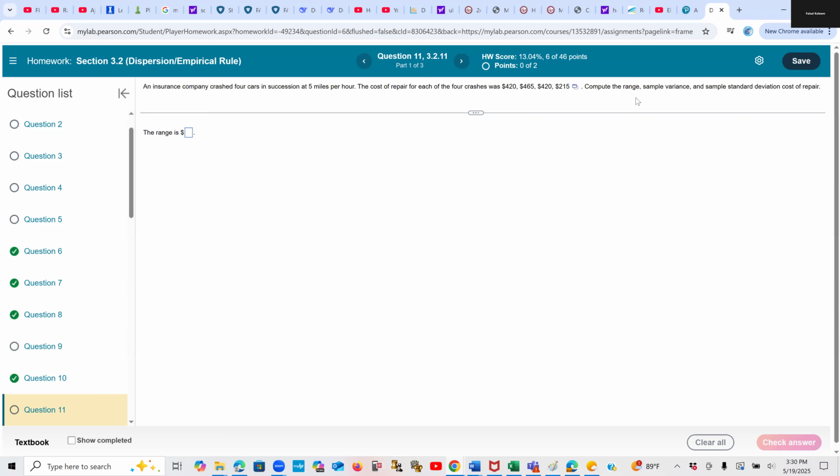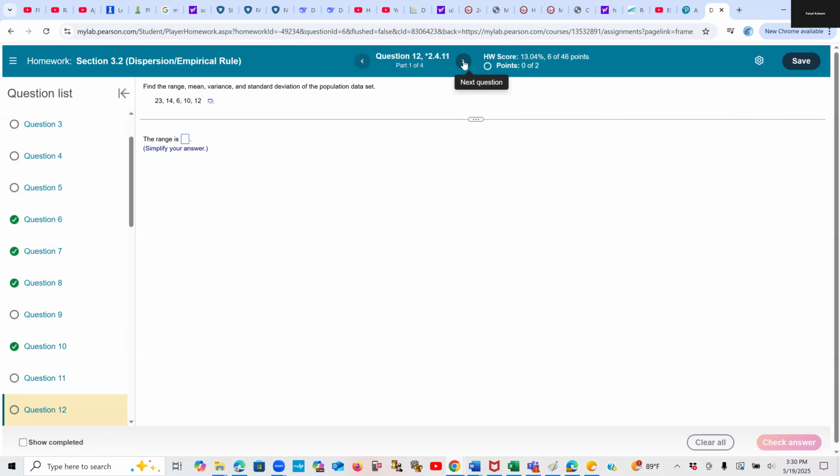And here they want the range, sample variance, sample standard deviation. We know how to do this. We can skip. Same here.